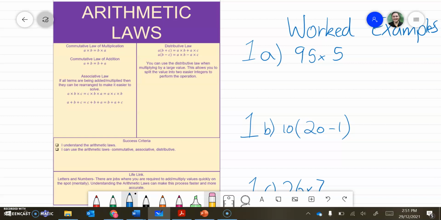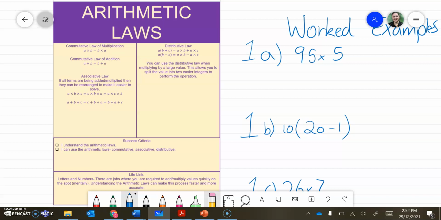Our distributive law is a law that we can use when we're multiplying by really large values, and it allows us to split the value into two easier integers to perform that operation. So what we do is we put our multiplication out the front, and then we have our second value that's being multiplied in the brackets, but we can split it into two parts, either being combined by an addition operation or a subtraction operation.